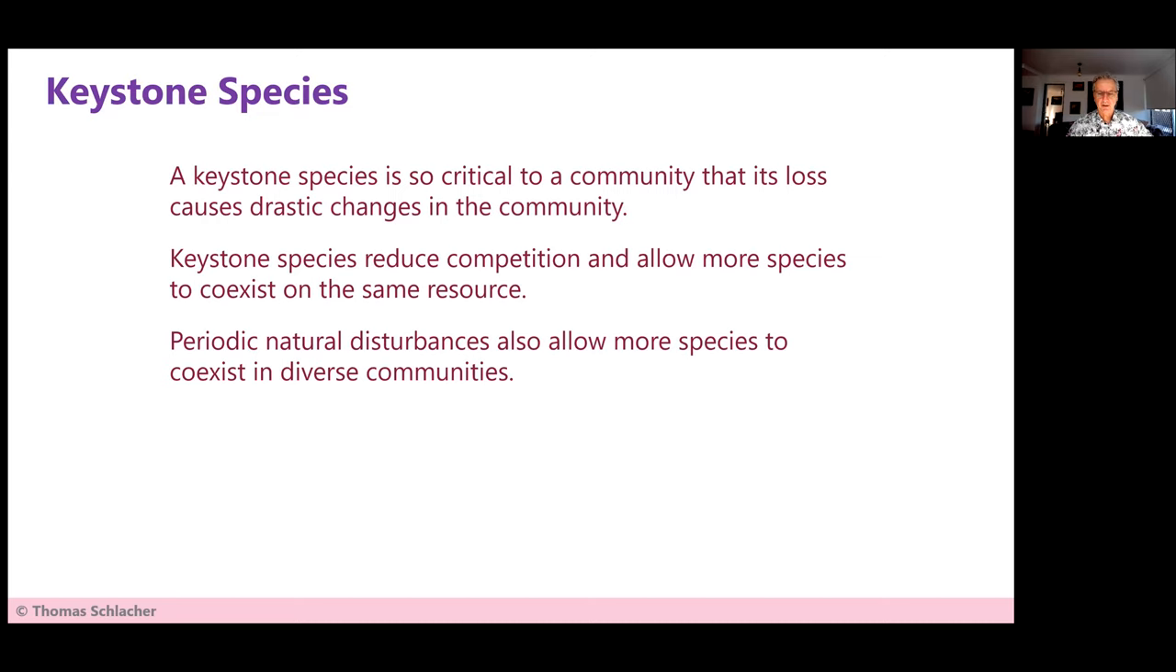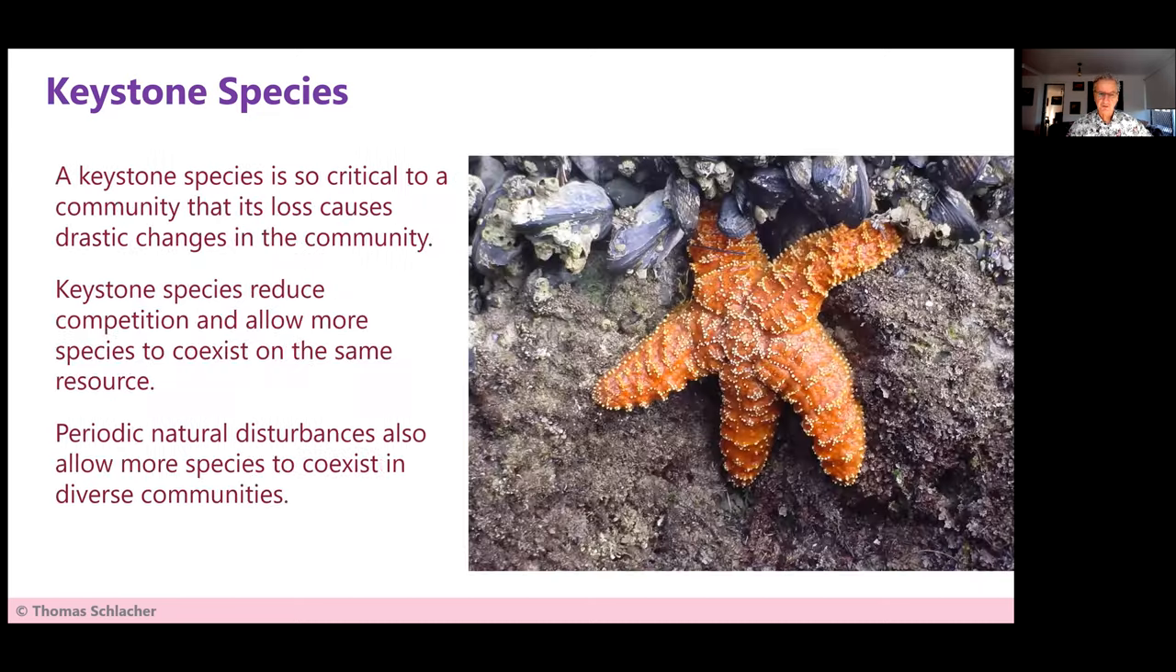Basically, they are more important than the abundance would suggest. Here's a classic example. When you go to rocky shores in North America, and the classic literature example comes from there, so I'm using it here, you've got black mussels with barnacles and a little bit of red and green algae, and you've got this massive big sea star called Pisaster. Now, what that sea star does is feed on mussels. It grows over them, pries them off the rock, and munches them up. They've got quite powerful jaws.